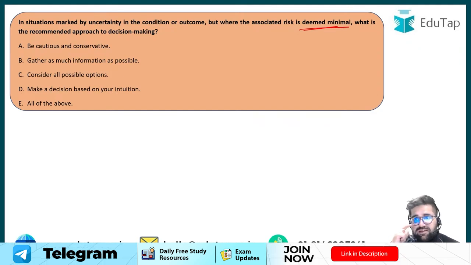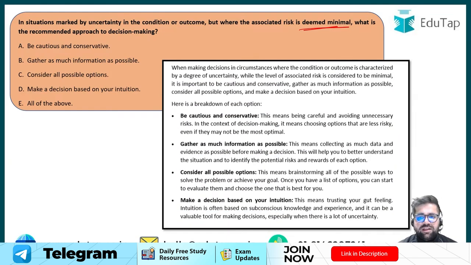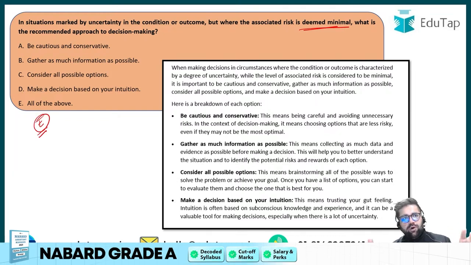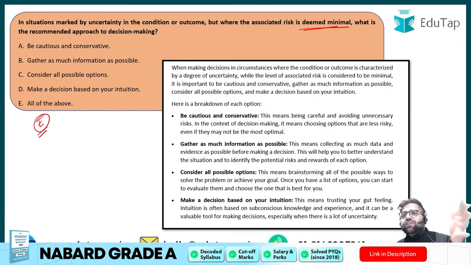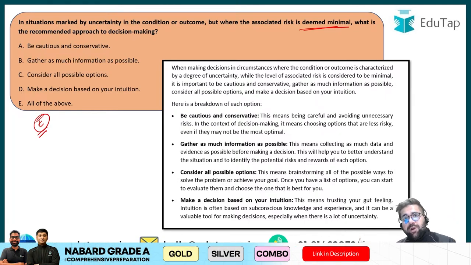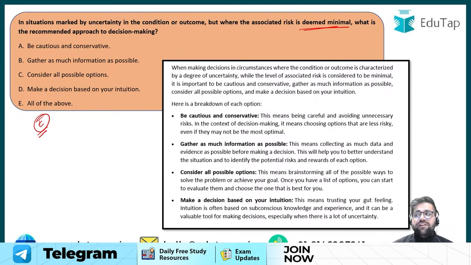But when the risk is minimal, you can definitely opt for all the different situations. Therefore, the answer over here will be option number E. Why? Because if the risk is minimal, some people will also take this minimal risk as a huge risk. Some people are extra cautious, extra conservative, so definitely they will take the conservative decision, by which I mean they will try to reduce risk. So option A suits this particular question.